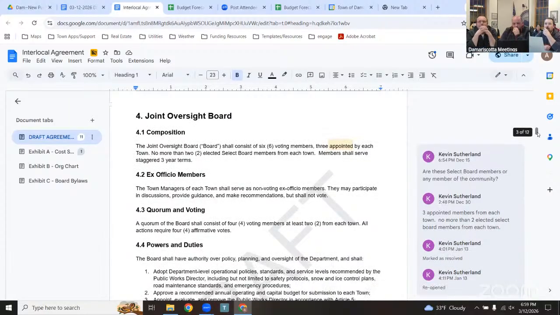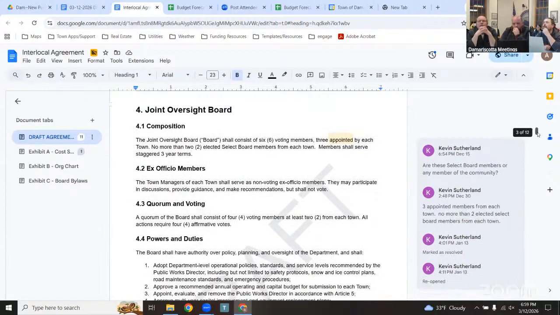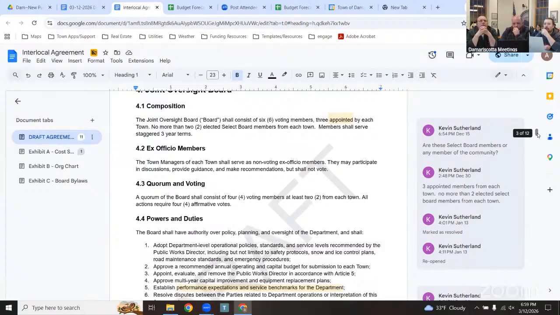I just left that open to re-explain it, but that's the approach we're looking to take: three appointed members for the oversight board. They are responsible for the policy of the department and helping develop the work plan. And then it would be the managing town that would oversee employees. So you can scroll down.